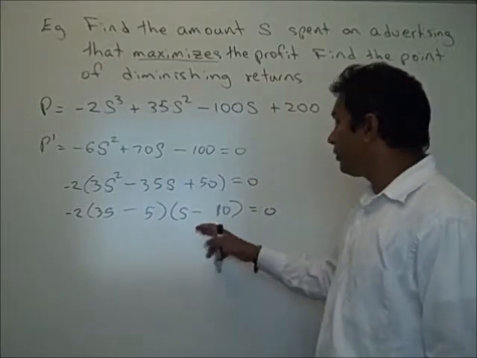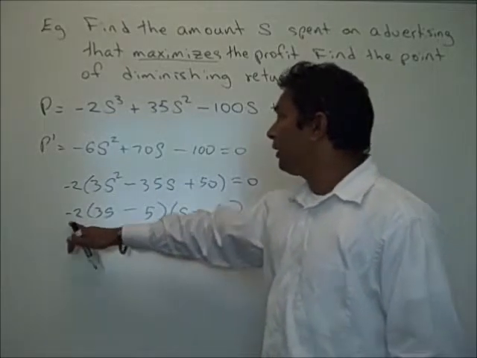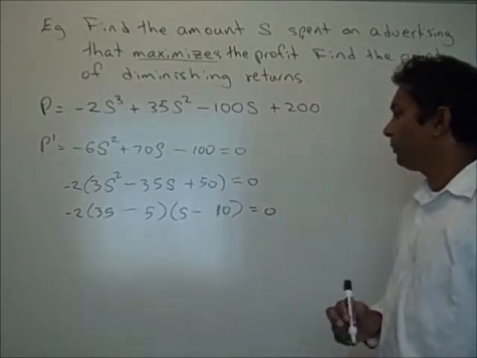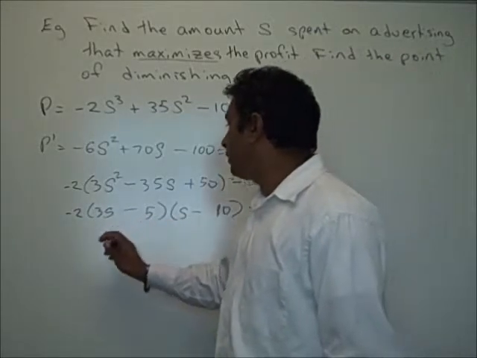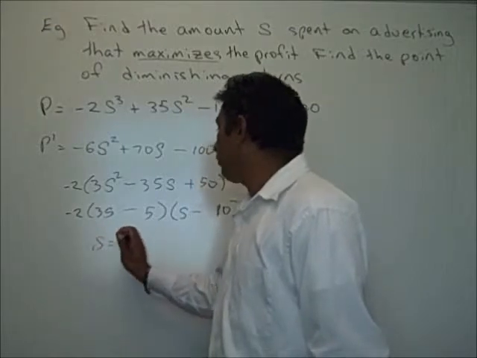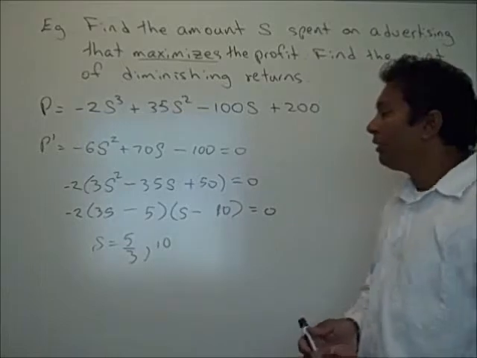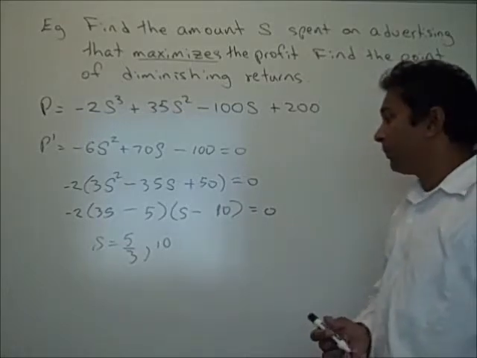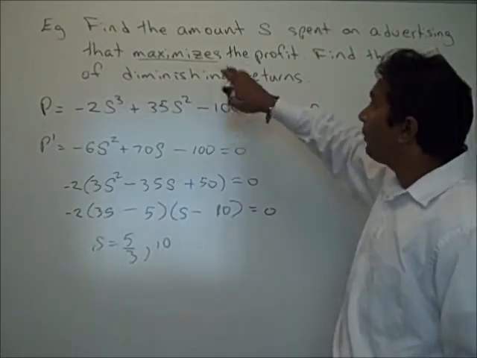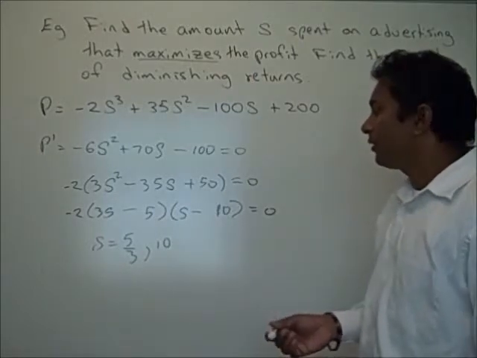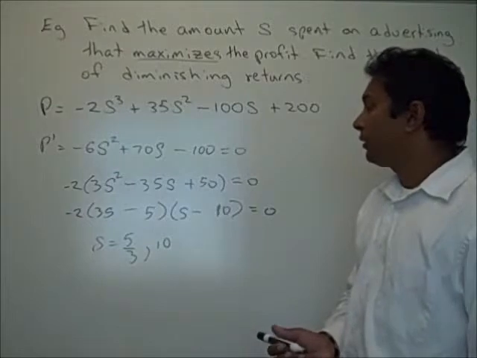It doesn't matter how you factor it, but in the end we should get negative 2 times 3s minus 5 and s minus 10. So both of these equal 0, and s is equal to 5 over 3 or 10. So here we have two critical points. We're trying to find the one that maximizes profit. We can either do our first derivative test or our second derivative test.